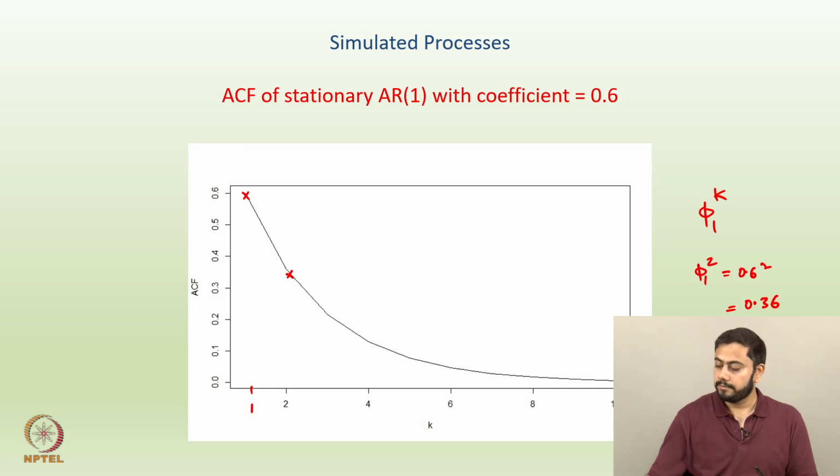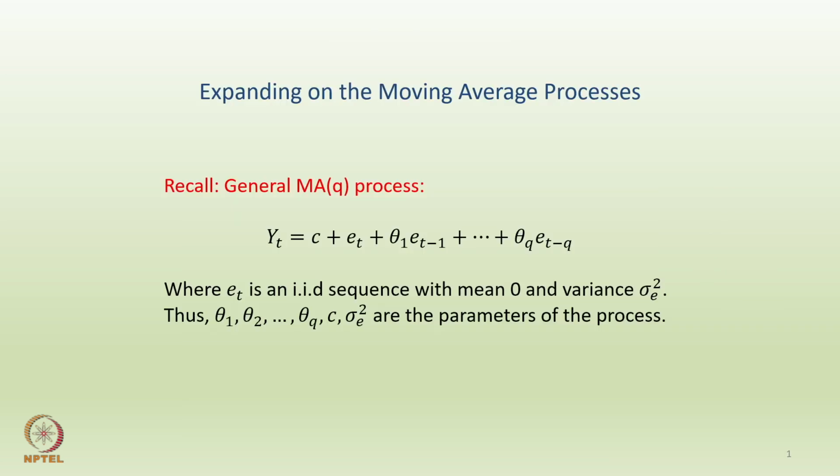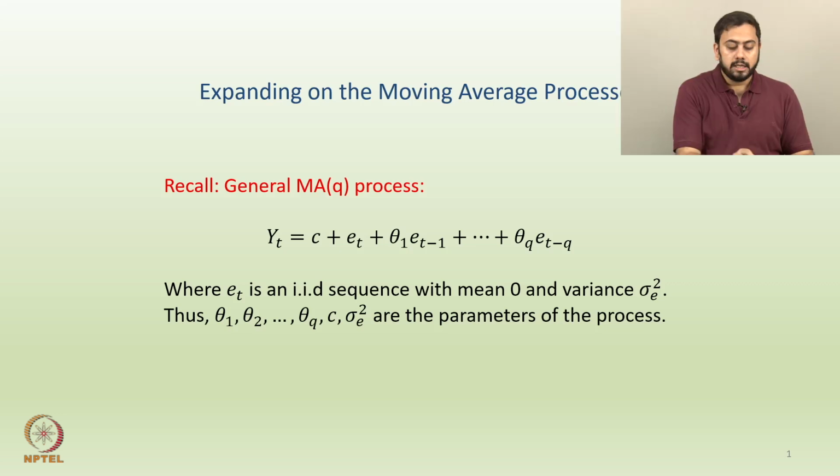Alright, so now we will transition to the MA processes. So far we have derived some properties of the autoregressive process. Now we will derive the same properties for some of the basic moving average processes. If you recall, the general structure of an MA(q) process is something like that.